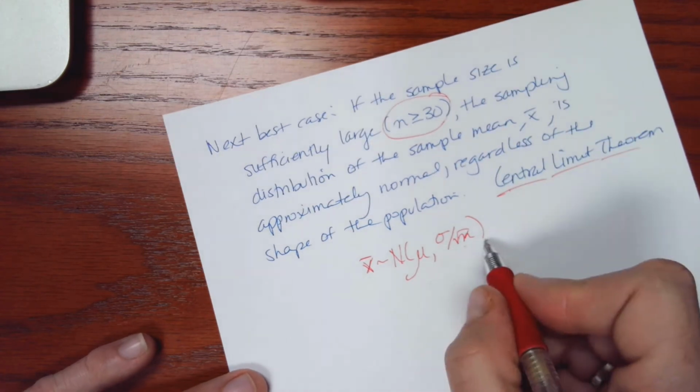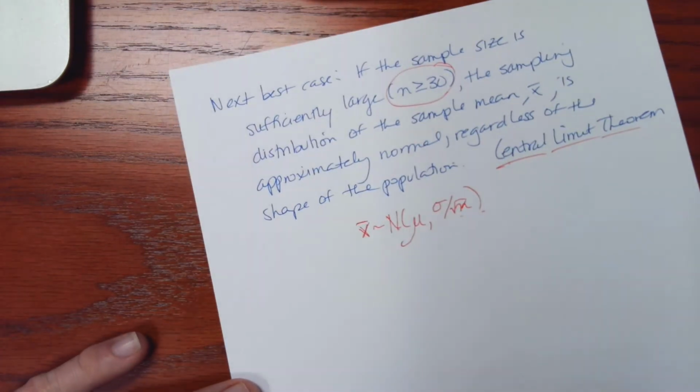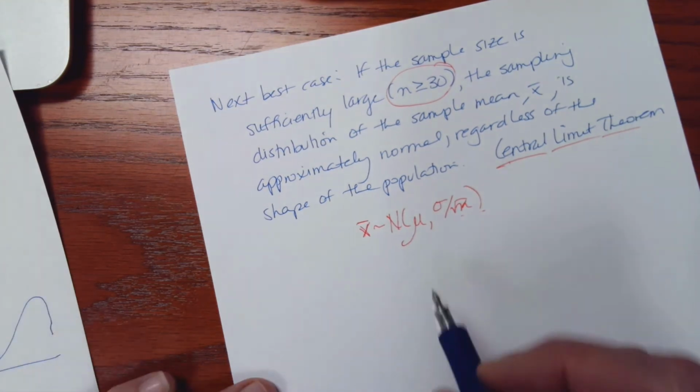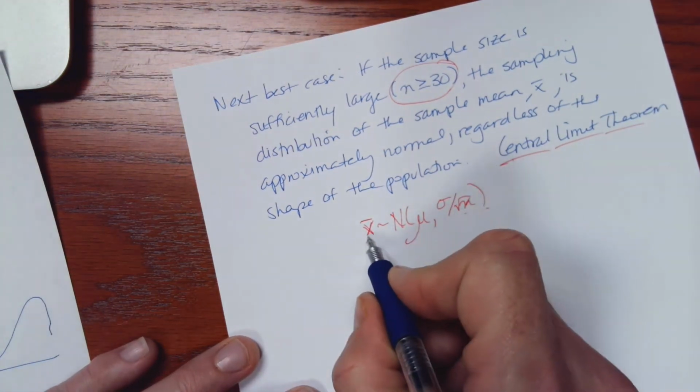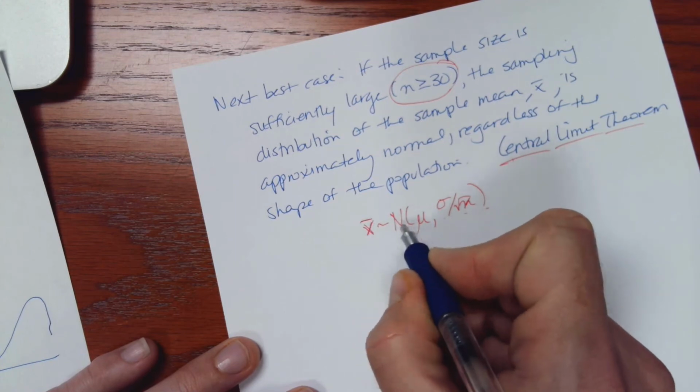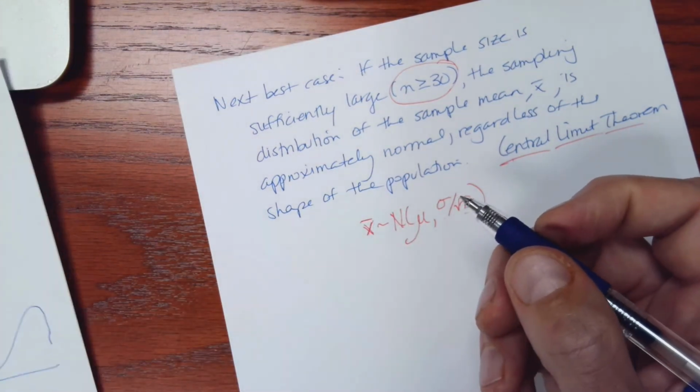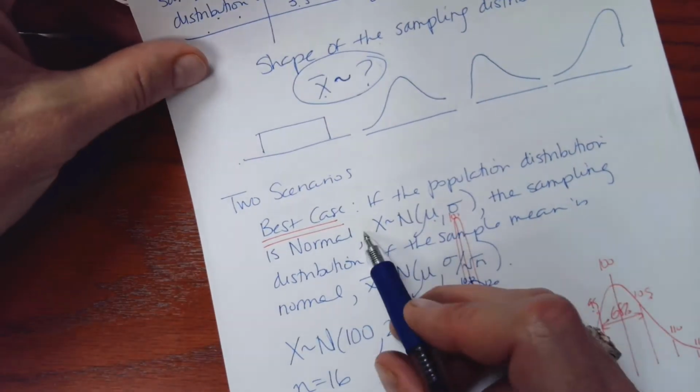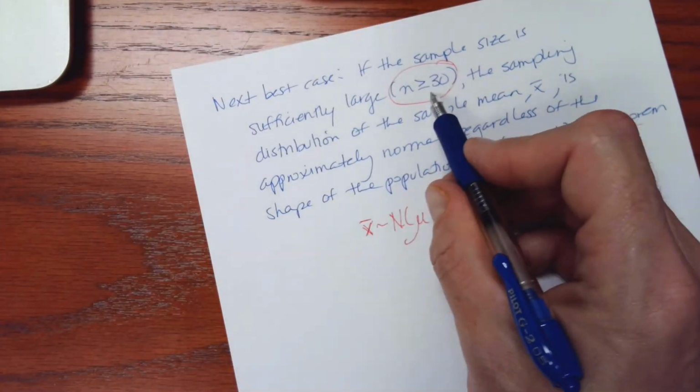That's their standard error of the mean, just as a reminder. So the end result is the same. So the bottom line is, if we want to know that our sample mean follows a normal distribution, we either need to know that the population is normal or that our sample size is at least 30.